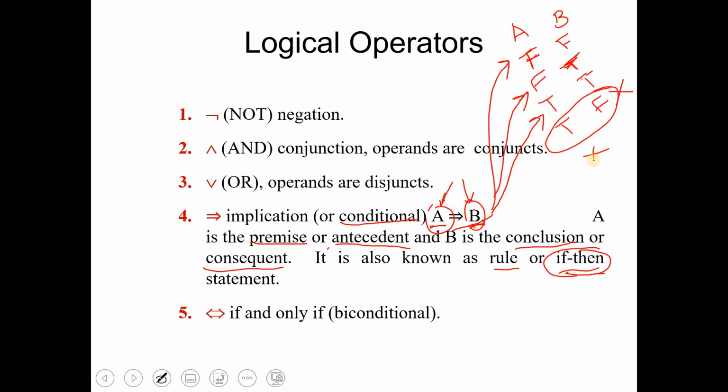Whereas if it was A equivalent to B, like this, then there are only two solutions possible, two models are possible. Either both of them are false or both of them are true, 100%.